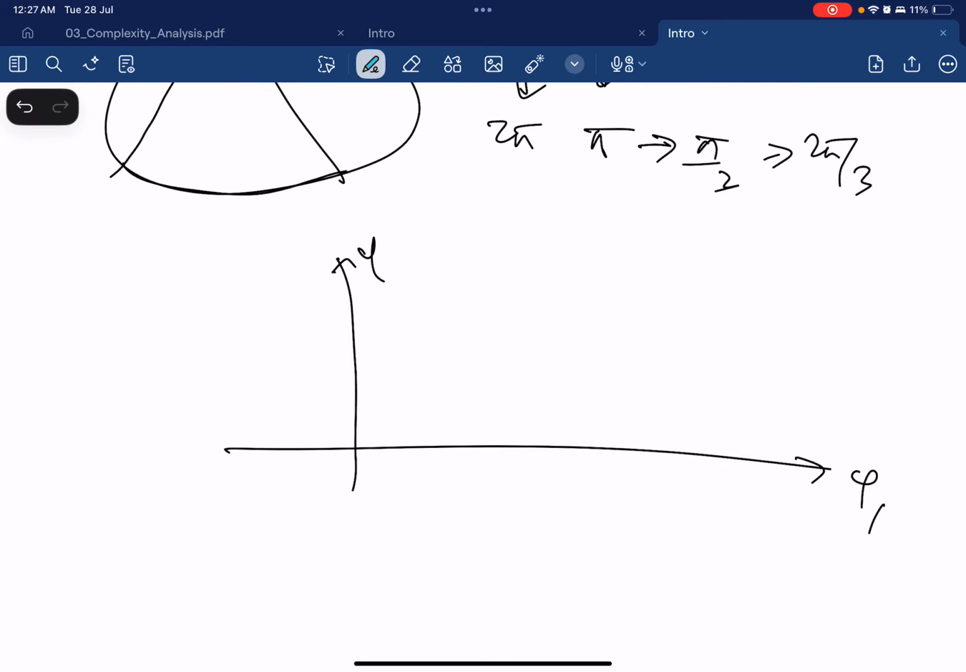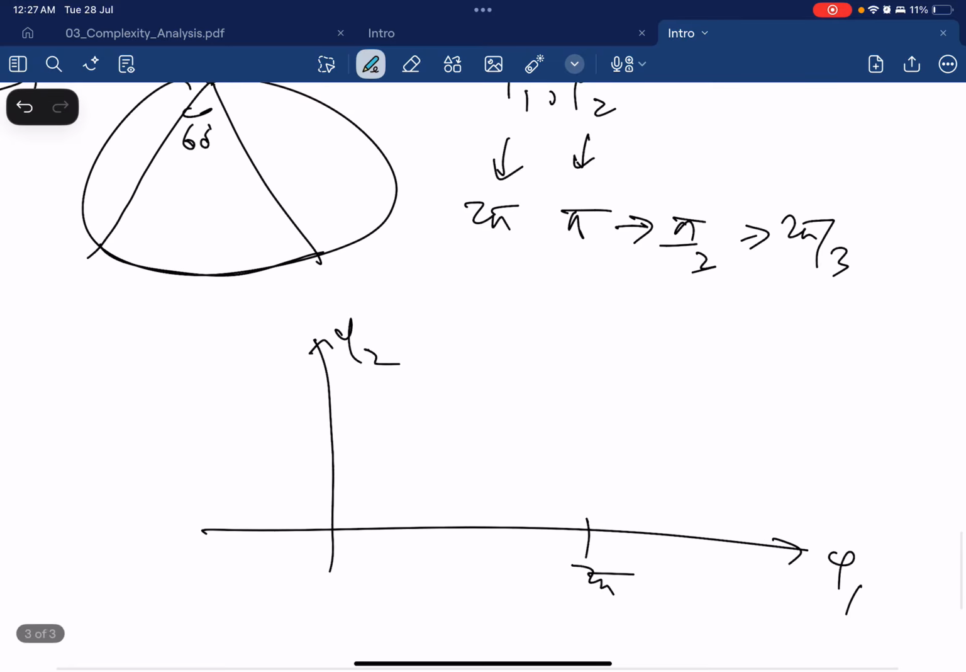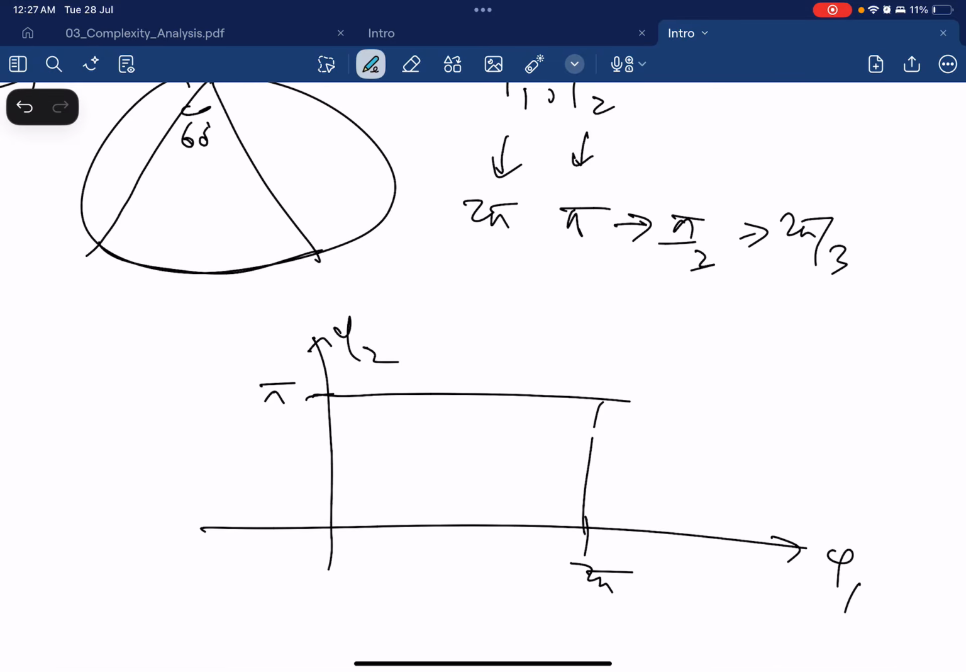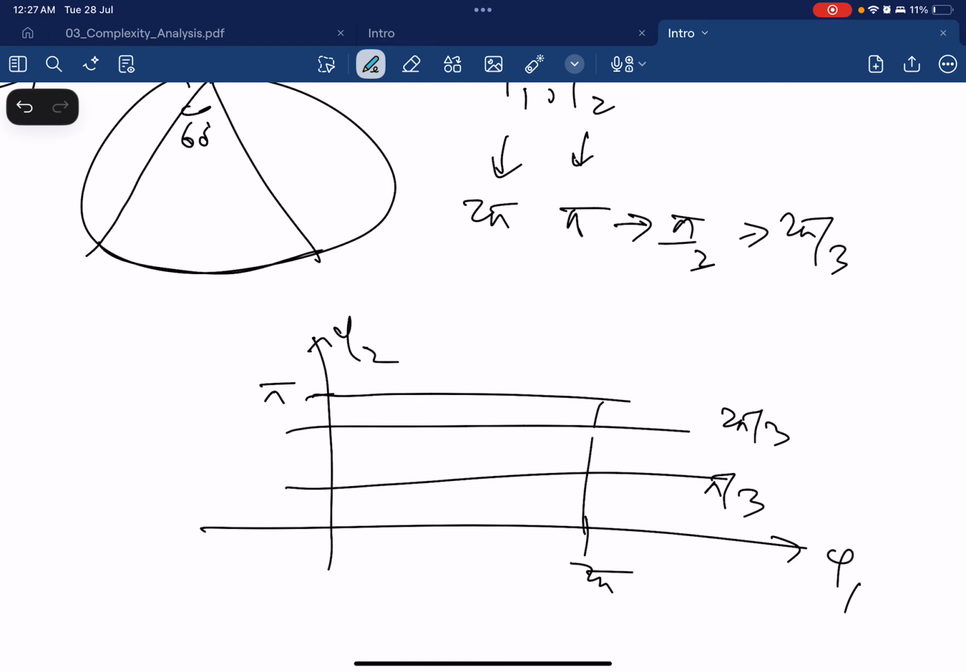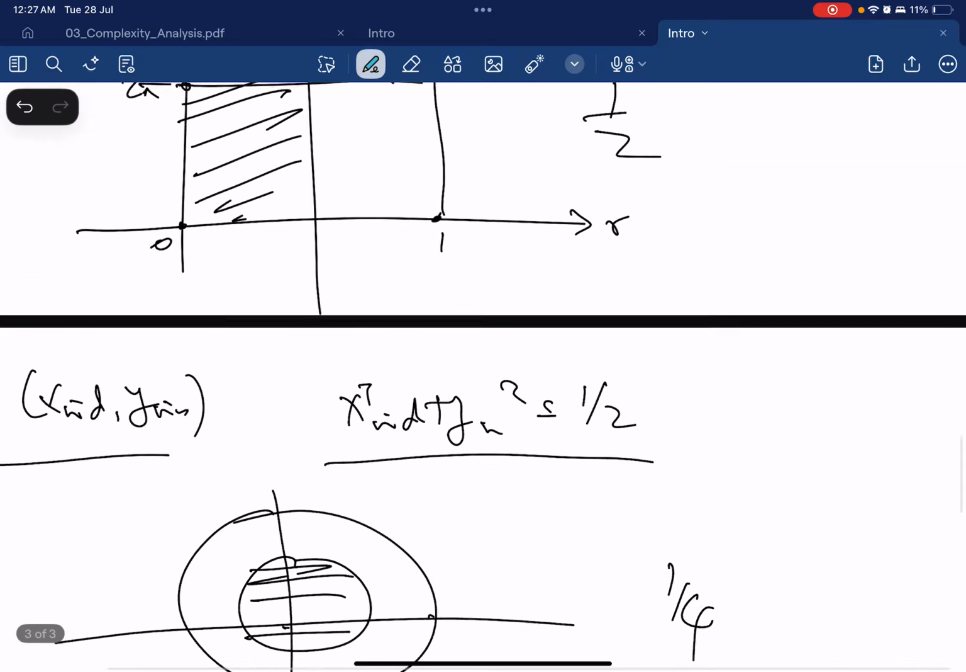This is phi 1, this is phi 2. Phi 1 can range up to 2 pi, phi 2 can range up to pi. And your phi 2 must be between pi by 3 and 2 pi by 3. So this is the corresponding area. The fraction would be 2 pi times pi by 3 divided by 2 pi times pi. That gives you the answer of 1 by 3. So that gives you the three different answers.